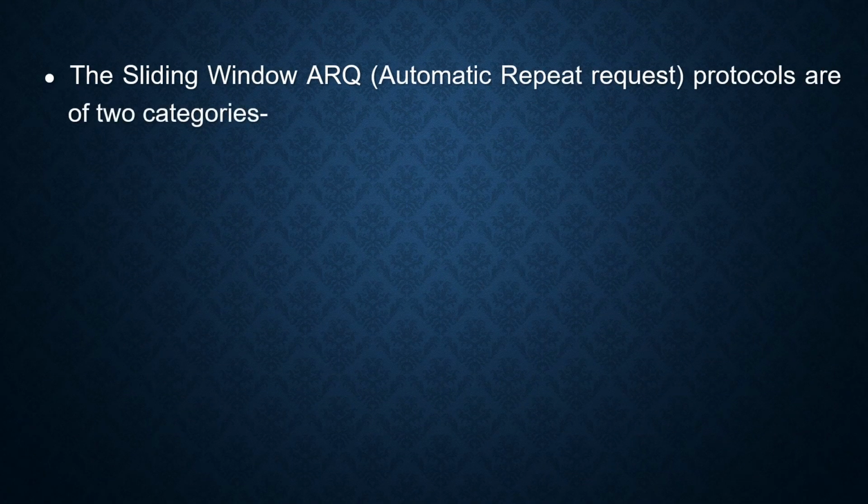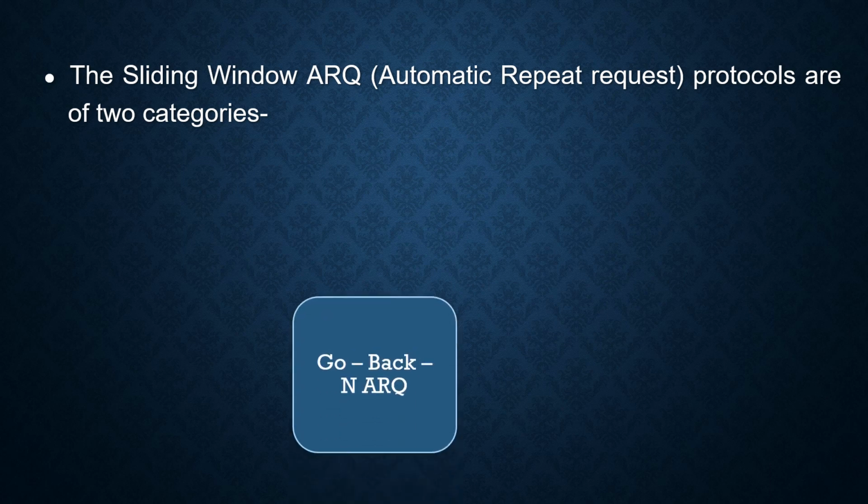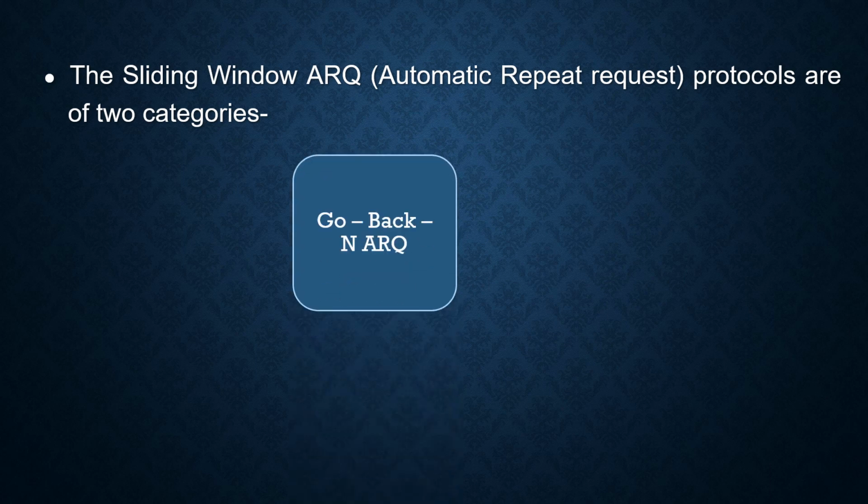Now, types of sliding window protocol. The sliding window ARQ automatic repeat request protocols are of two categories. Go back N ARQ. Go back N ARQ provides for sending multiple frames before receiving the acknowledgement for the first frame. It uses the concept of sliding window and so is also called sliding window protocol. The frames are sequentially numbered and a finite number of frames are sent. If the acknowledgement of the frame is not received within the time period, all frames starting from that frame are retransmitted.